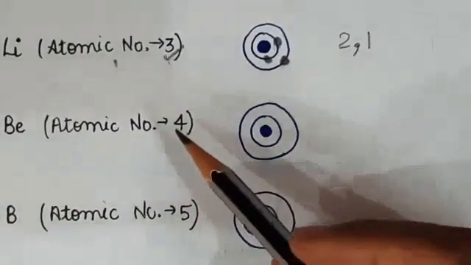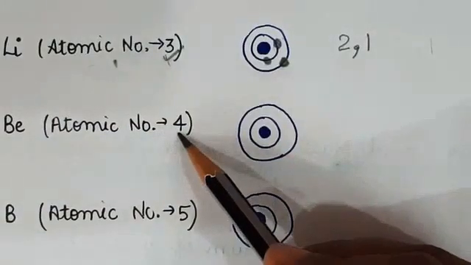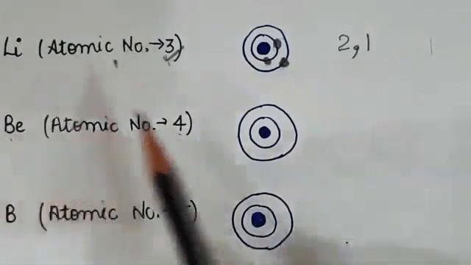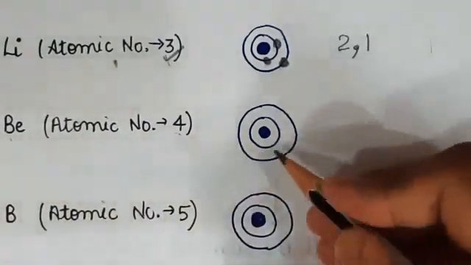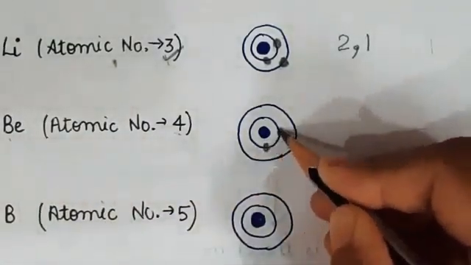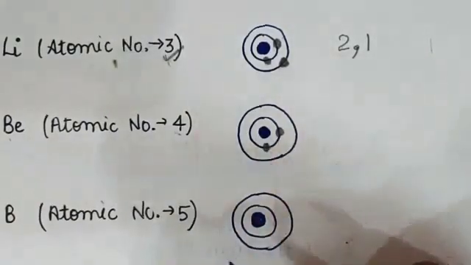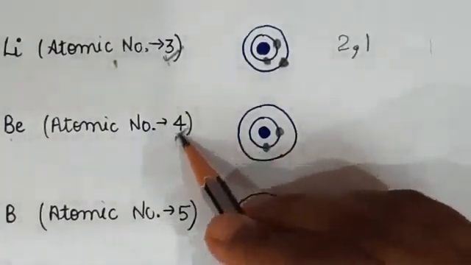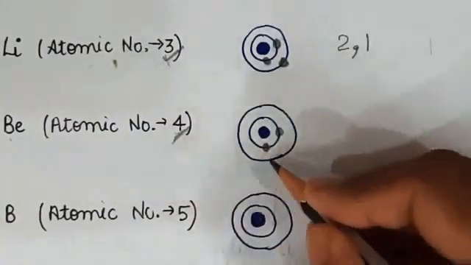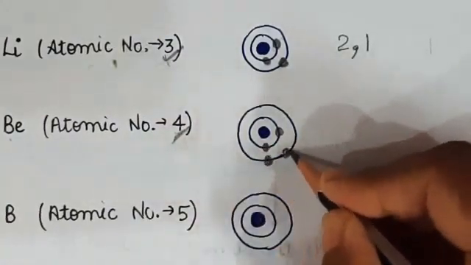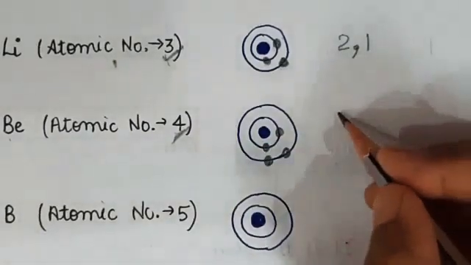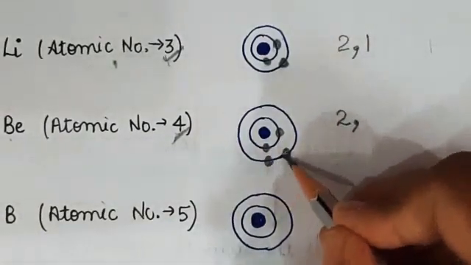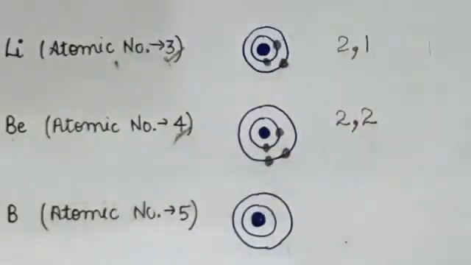Let us take a second case also. Atomic number is 4, of beryllium. So let's start filling the electrons. 2 electrons in the first shell. And how many electrons are left now? To make 4, 2 electrons are left. So 2 electrons in the second shell. So write down the electronic configuration: 2 in the first shell, comma, 2 in the second shell.